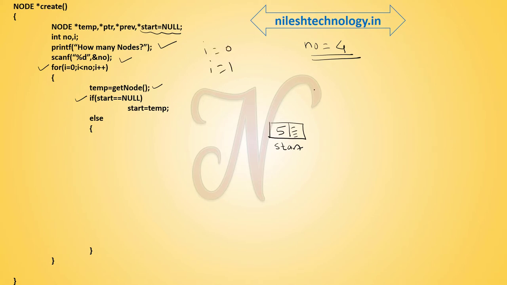1 is less than 4, true. Again temp equal to getnode. For example, your next number is 4. See here, this is your next number 4. This is your temp. Okay, check start is equal to null. No, it is going to else.